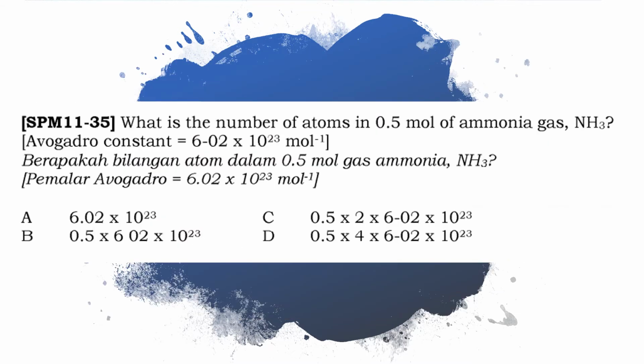Okay, next question. What is the number of atoms in 0.5 mole of ammonia gas? Ammonia gas is a covalent compound, so the type of particle is molecule. But the question wants the number of atoms. In 1 molecule of ammonia, it consists of 1 nitrogen atom and 3 hydrogen atoms, so 4 atoms altogether. The number of mole is 0.5, then you times 4 atoms, times Avogadro constant given, 6.02 times 10 to the power of 23. And the answer is D.